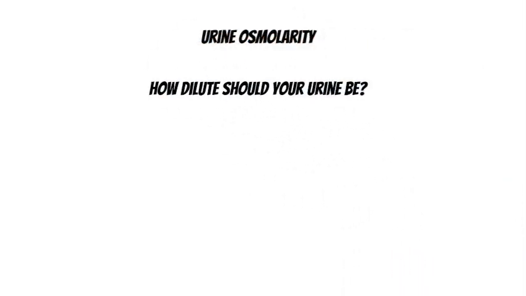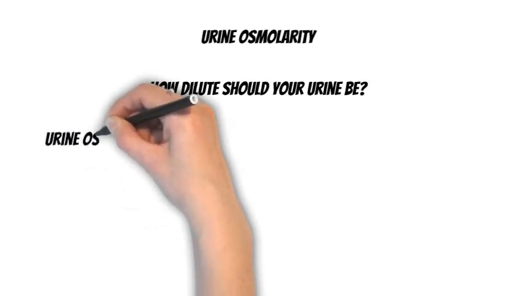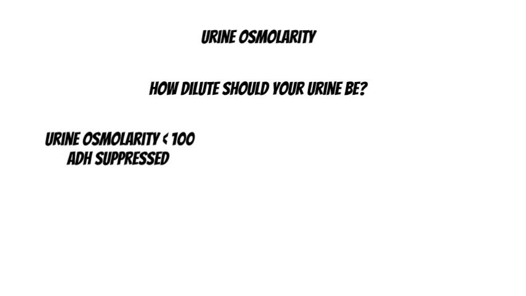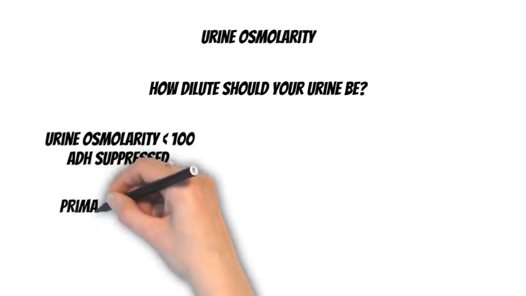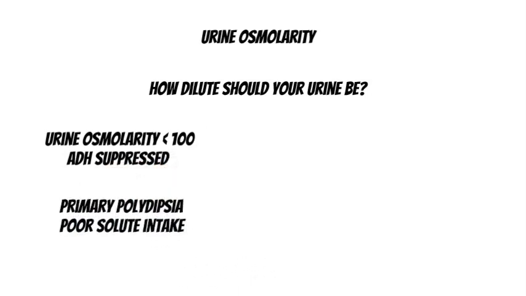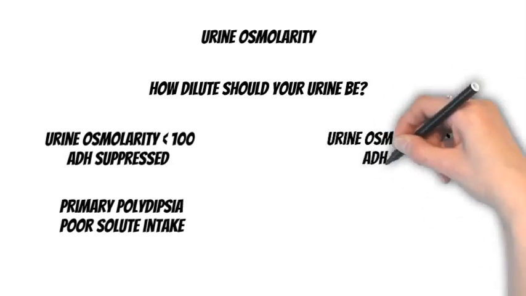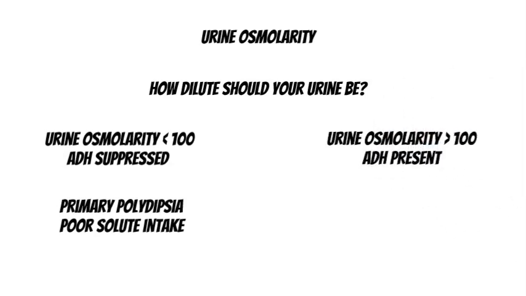The next thing we're looking at is the urine osmolarity. The question is, if you're hyponatremic, how dilute should your urine be? The answer is as dilute as possible. By convention, a urine osmolarity of less than 100 means that ADH is appropriately suppressed. If this is the case, you're thinking about primary polydipsia or poor solute intake, the tea and toast diet, severe beer potomania. If urine osmolarity is greater than 100, then ADH is present. Now you have to figure out, is that appropriate or inappropriate?